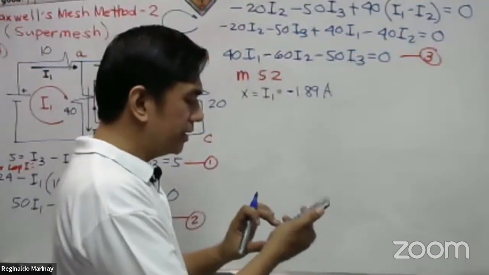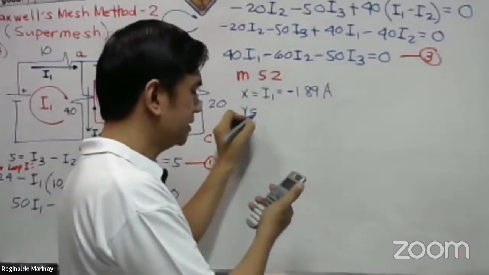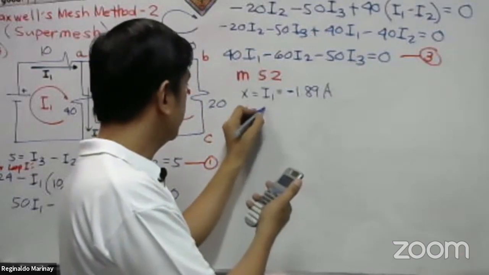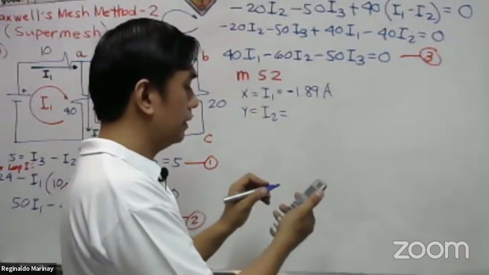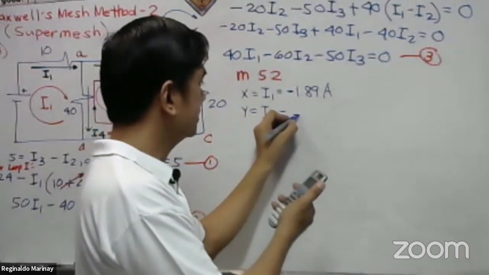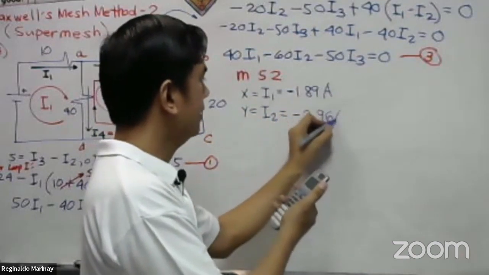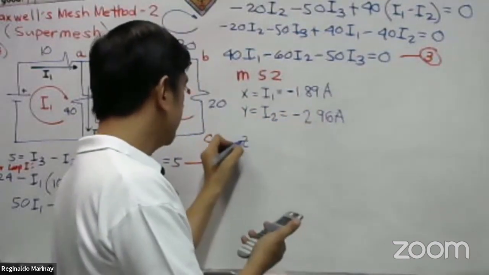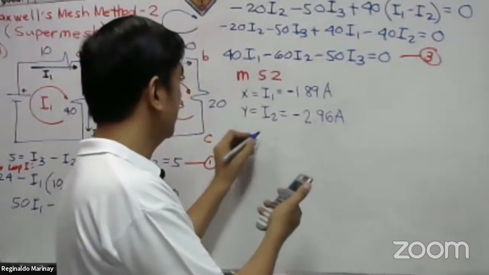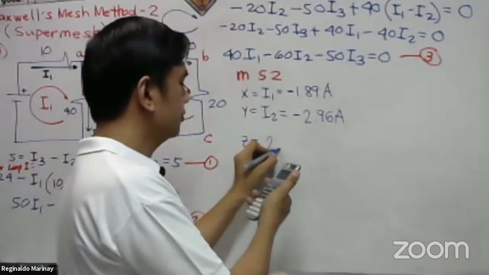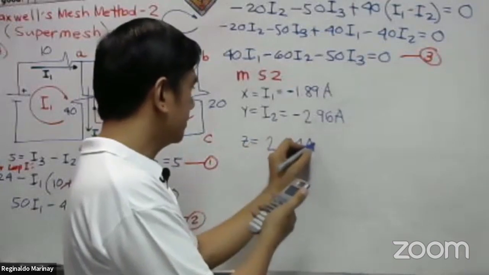Okay, negative 1.89. And then another equals, which is our y, which is our I sub 2. Again, this is negative 2.96 amperes. Then for our z, another equals, there you have a positive value. So you have 2.04 amperes. Anyway, this is our I sub 3.